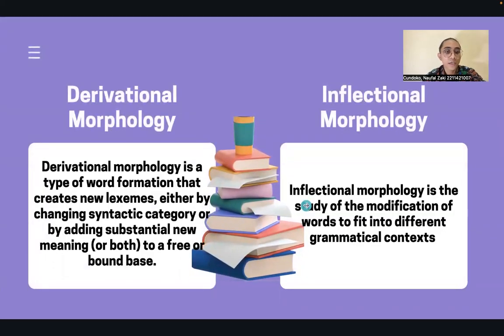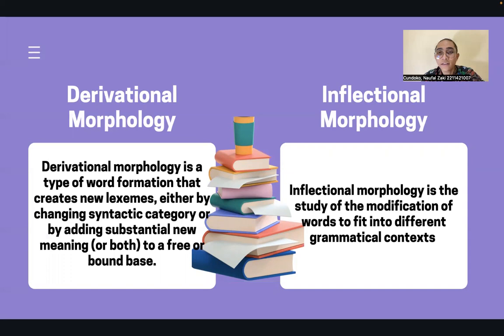Derivational morphology is a type of word formation that creates new lexemes, either by changing syntactic category or by adding substantial new meaning or both to a free or bound base. Examples of derivational morphology are beautiful, wonderful, walkable, understandable, kindness, truthfulness, carefulness, etc. There are a lot of examples of derivational morphology.